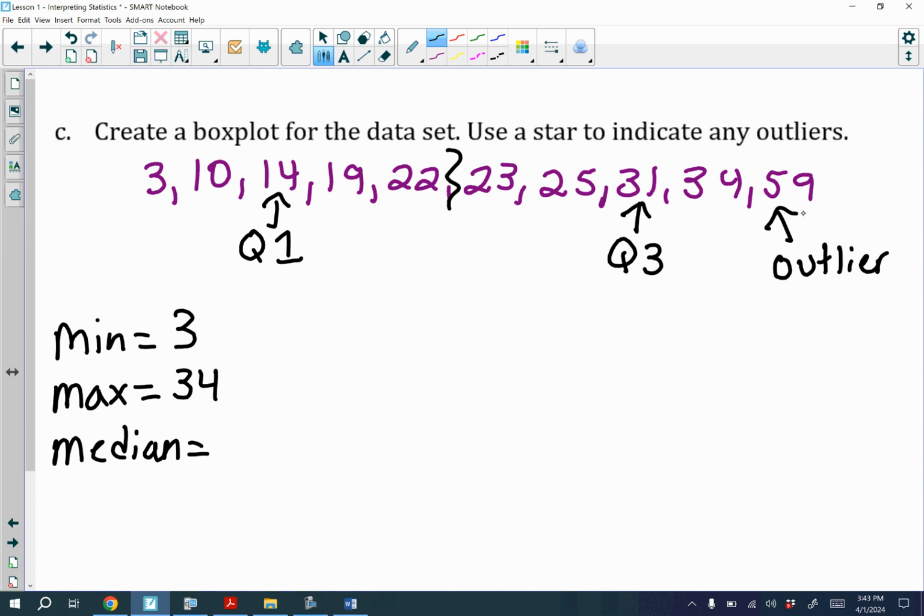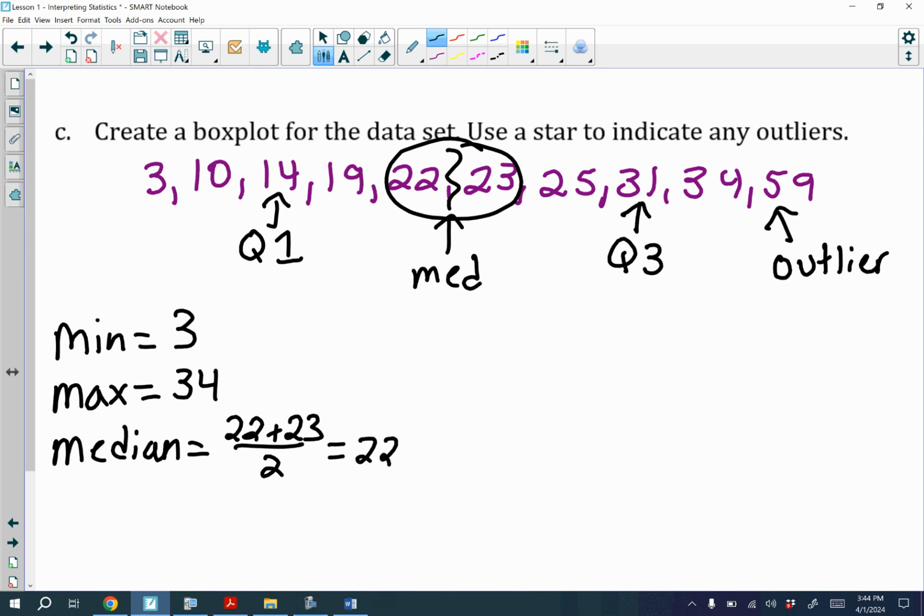Now, when you do have an outlier, your Q1 and Q3, as well as your median, will stay the same. It's just your min or max could change. Okay, lastly, median. So remember, median is right in the middle. So notice that we have an even amount of values. So to find the median, we have to calculate the two middle numbers and find that average. So we're going to do 22 plus 23 divided by 2. You can plug that into your calculator and we should get 22.5 as our median.